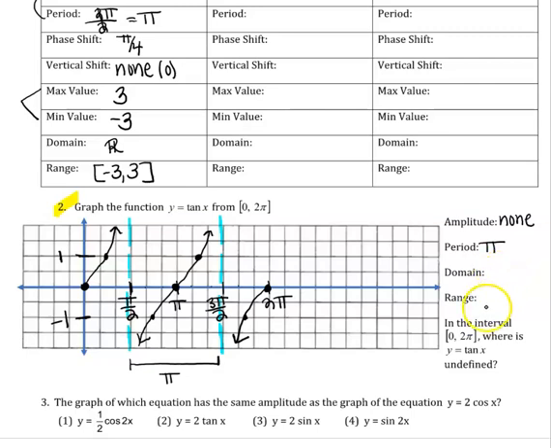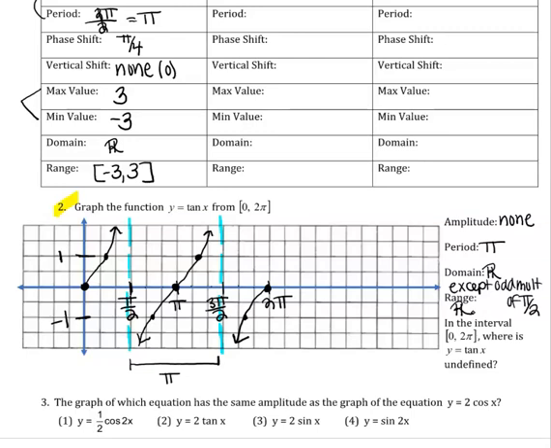So as I mentioned, our period here is pi units. There's no amplitude. The domain is all reals, except odd multiples of pi over 2, because that's where we put the asymptotes. And that's ultimately because, if you remember from Unit 10, tangent of 90 from your unit circle is undefined, which is why there's asymptotes there. My range, because it's forever going down, forever going up, is all reals.